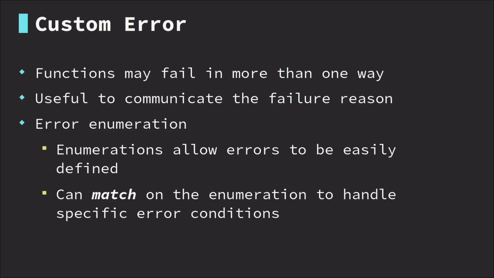Functions may fail in more than one way, and it is beneficial to know exactly how the function failed, so corrective action may be taken. It's also useful to just communicate what happened when a function fails, even if you don't plan to do anything. When you're creating custom errors, you'll generally want to use an error enumeration because enumerations make it easy to add new errors and they can be easily matched upon later.